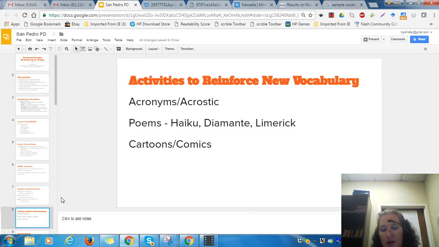So the first things that I like to do are acronyms and acrostics. The next set of things that I like to do are poems, and then the last thing are cartoons and comics. Now, a lot of this can be aligned with their learning style. I also like to maybe give students choices. Maybe I have students choose between a poem or a cartoon.